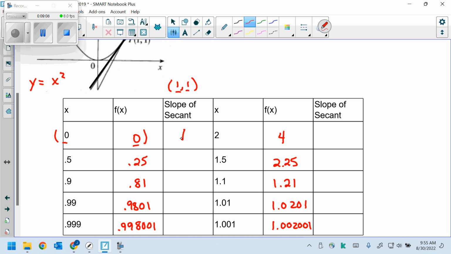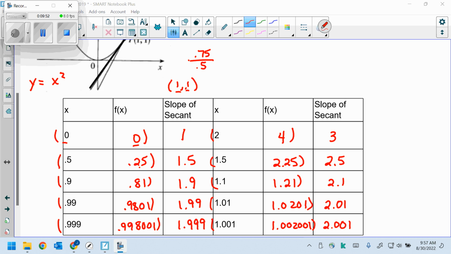Okay, let's find the slope between 0.5, 0.25 and 1, 1. And I take my y2 minus y1 over x2 minus x1, and I get 0.75 over 0.5, and I think I get 1.5. Well, let's keep finding these slopes. Let's press pause. Let's keep finding the slope between 1, 1 and each one of these ordered pairs. And let's see what we come up with.